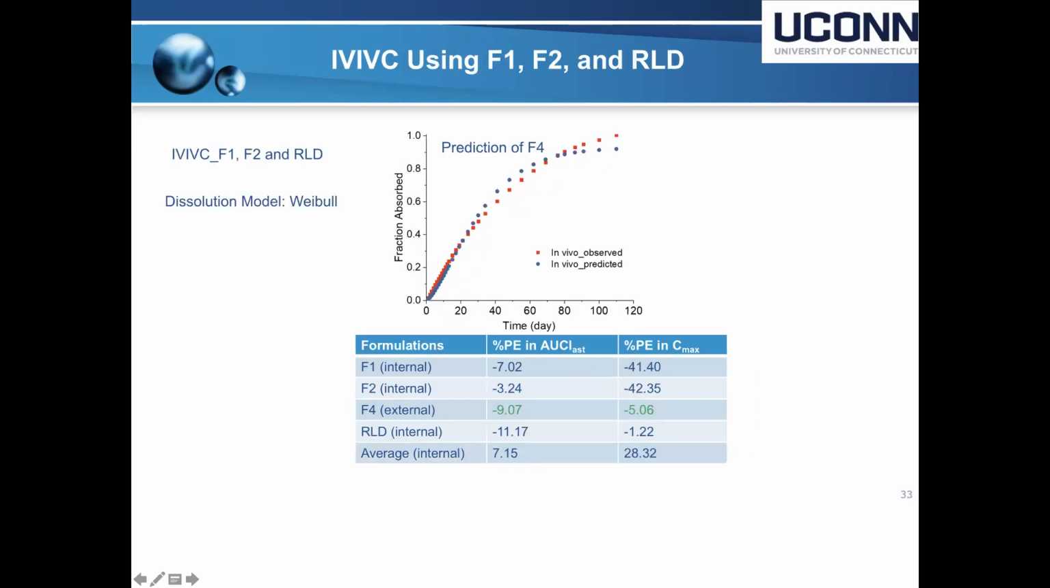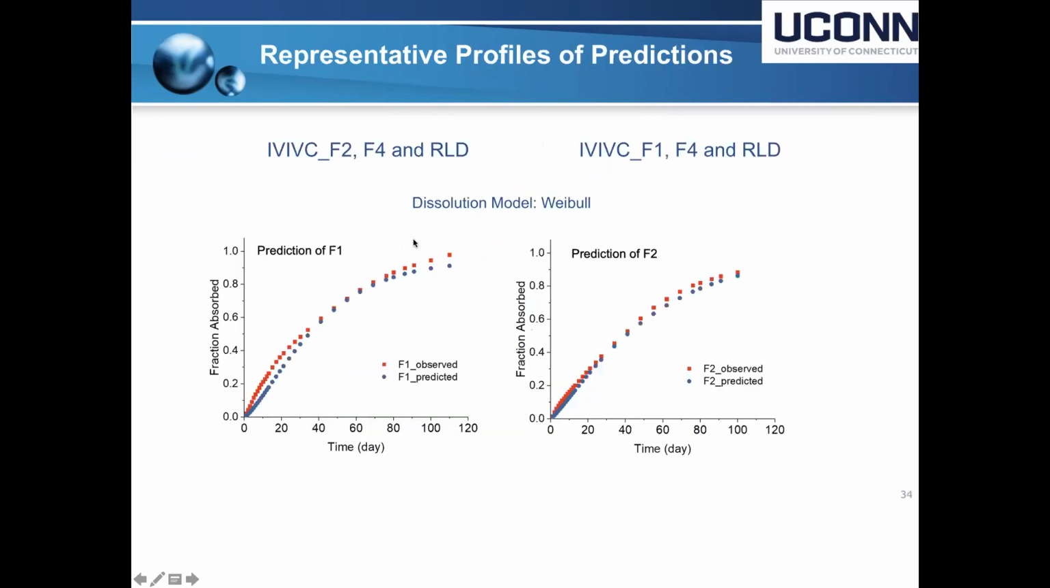And we also did prediction of F4 using F1, F2, and the RLD. And again, our prediction errors in both cases were less than 10%. And this was using F1, F2, and the RLD, and using the Weibull method. We also looked at IVIVC with F2, F4, and the RLD, and F1, F4, and the RLD. And so we used this one here to predict F1 and this one to predict F2.